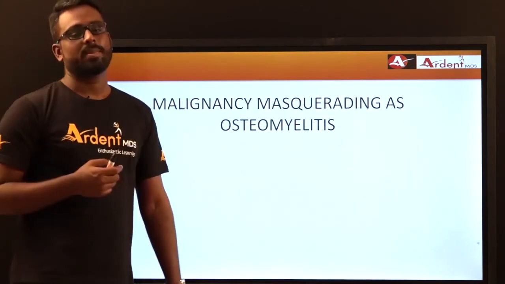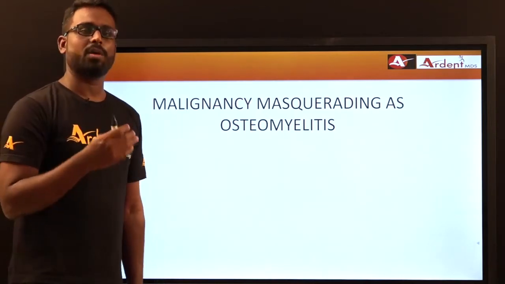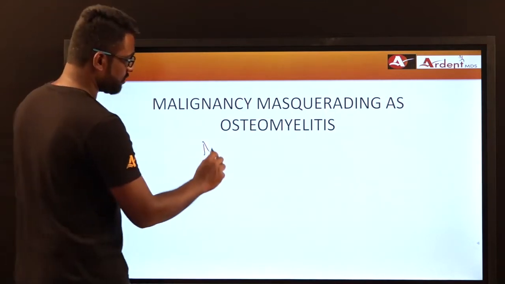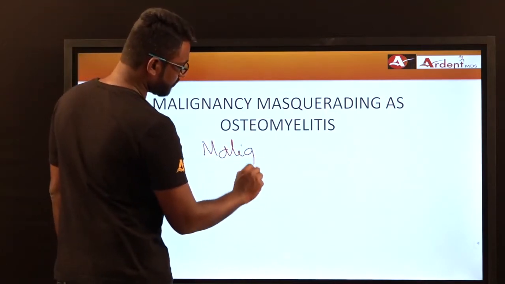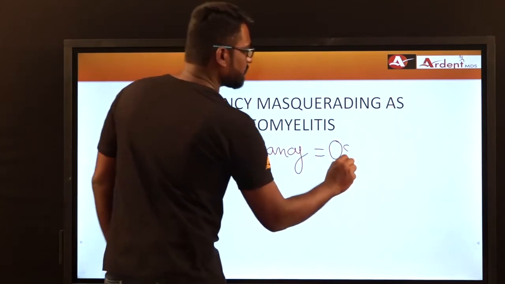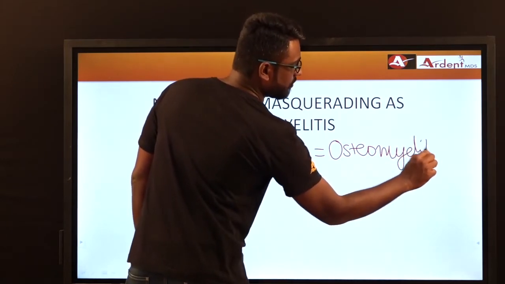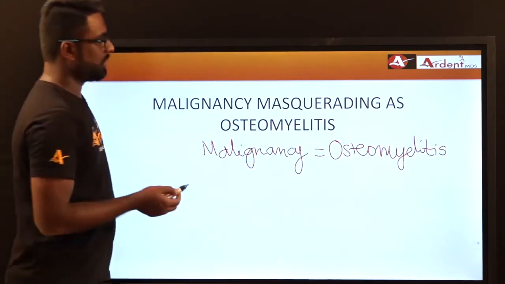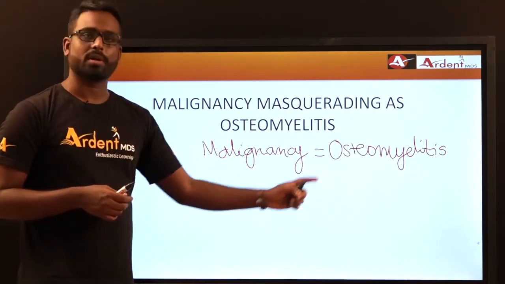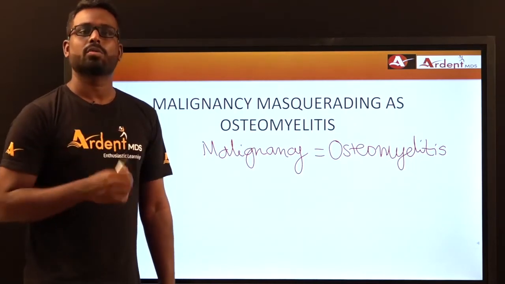So next is malignancy masquerading as osteomyelitis. The importance of this is that sometimes we will not be able to differentiate between malignancy and osteomyelitis. Malignancy may sometimes look like osteomyelitis radiographically, and sometimes even clinically. So they are asking you a question: how will you move forward now? What will you do?